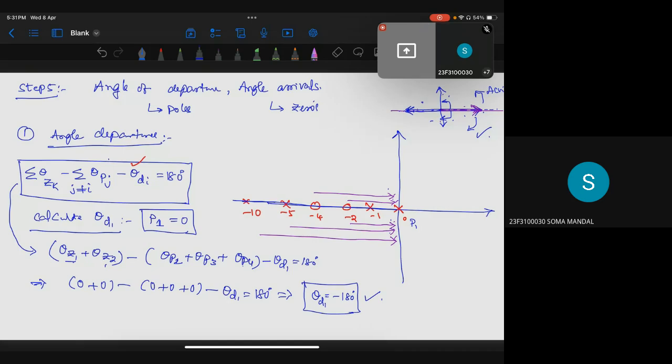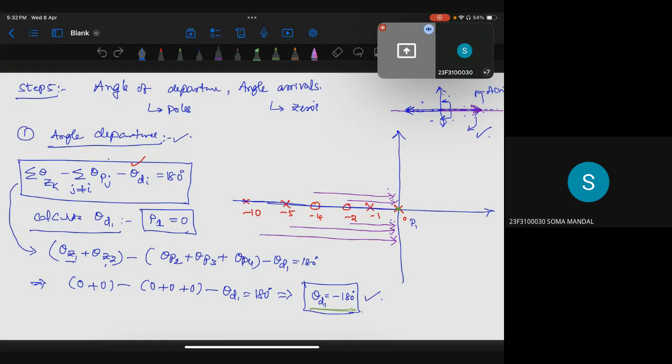What does this mean? Can anyone tell me? Then the pole will go downwards, clockwise. No, P1 pole will be at 0 or else at minus infinity. Not exactly. Basically, angle of departure means the root locus will start at the pole. That means it will start at this pole and depart with this angle. What is that angle? Minus 180 means this one. Am I correct? Yes or no? Sir, it will go to the third quadrant. Where are you marking minus 180? This one.